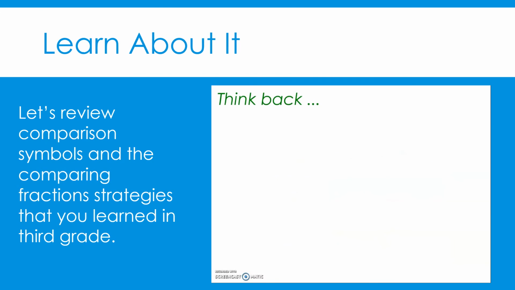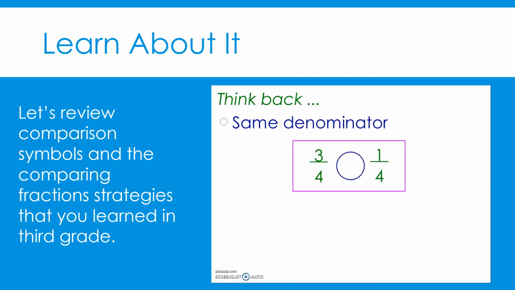Think back. In 3rd grade, you learned how to compare fractions that have the same denominator but different numerators, such as 3/4 and 1/4. Because both fractions have a denominator of 4, both fractions have 4 equal parts in the whole. The denominator tells you the size of the part, so these fractions both have the same sized parts. With 3/4, we are counting 3 of those parts, and with 1/4, we are only counting 1 of those parts. So 3/4 is greater than 1/4. We can put the greater than symbol in the circle to show our comparison.